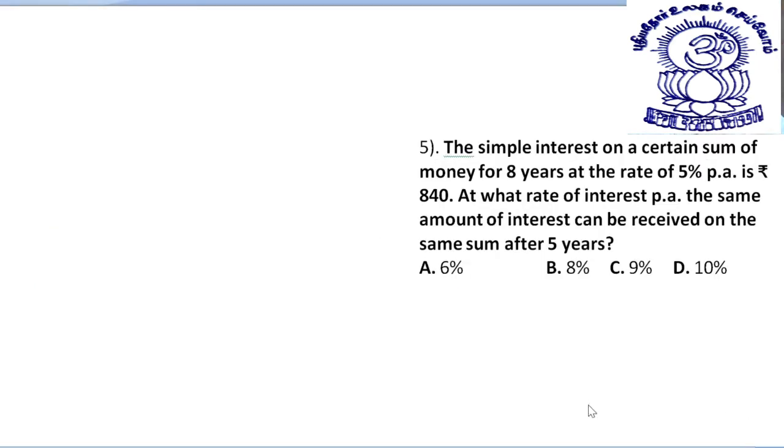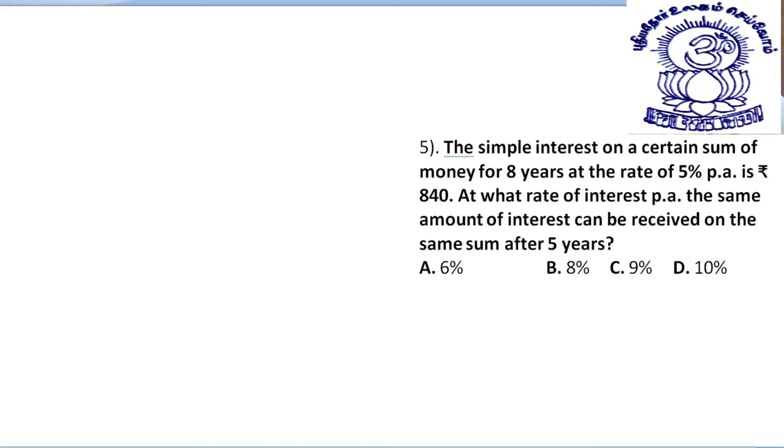The simple interest on a certain sum of money for 8 years at the rate of 5% per annum is rupees 840. At what rate of interest per annum the same amount of interest can be received on the same sum after 5 years? See, the thing is, what is given to us?